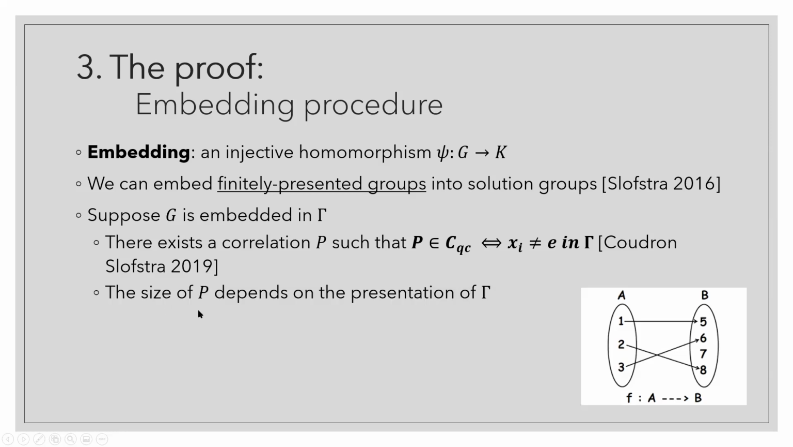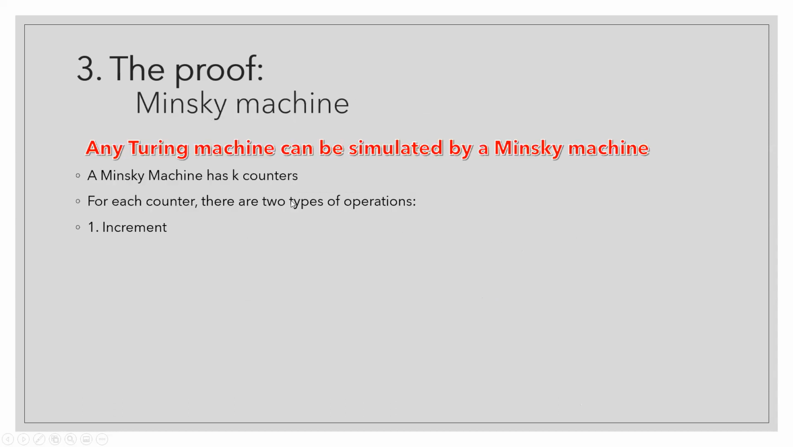One thing to note is that the size of the correlation P depends on the presentation of the solution group gamma. More specifically, it depends on the number of generators and the number of relations. In our case, we are going to apply this embedding procedure to a group that can simulate a Minsky machine. The most important property of a Minsky machine is that it can simulate any Turing machine with a polynomial overhead. It has a very simple structure as it only has k different counters, which can be thought of as glasses that can hold an arbitrary amount of coins.